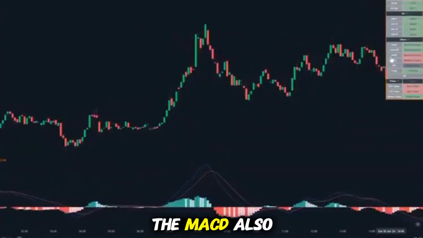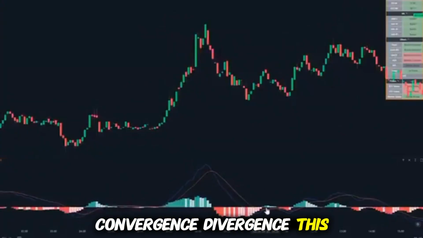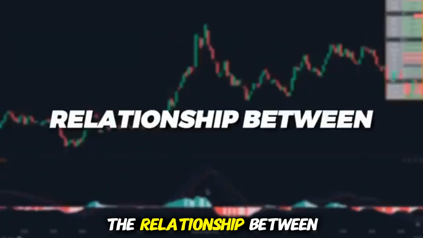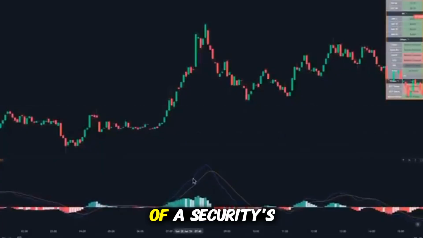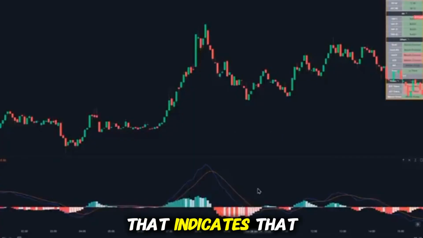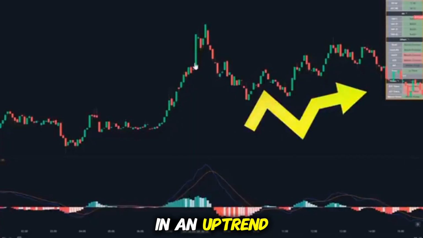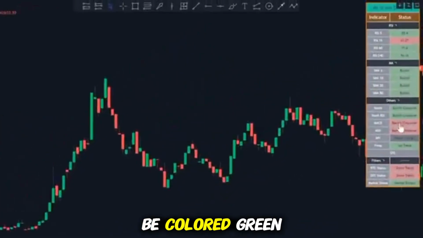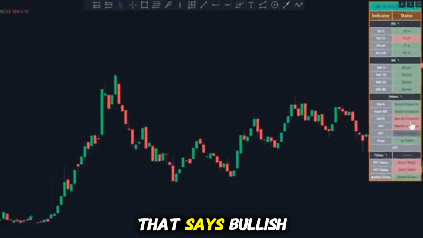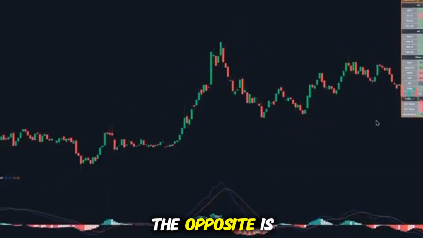Next, we have the MACD, also known as the Moving Average Convergence Divergence. This indicator shows the relationship between two moving averages of a security's price. If the MACD line is above the signal line and above the midline, that indicates that the market is in an uptrend. And this MACD cell is going to be colored green with a text that says bullish crossover. And of course, the opposite is going to be true for a bearish crossover.